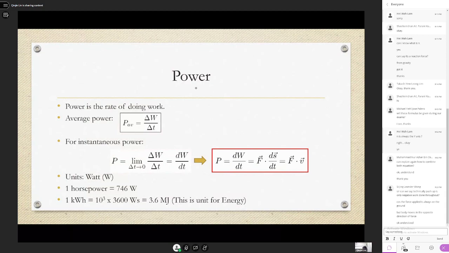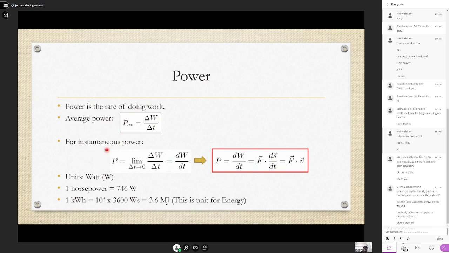Okay, so there's another concept called power, very related to energy. It is the rate of doing work. Work is energy, right? Energy units. So when we say rate of, it means we take this divided by change in time. In other words, power is actually energy divided by time. Then when we say average, we take change in work, which is the change in energy, divided by change in time. That's how we get the average.